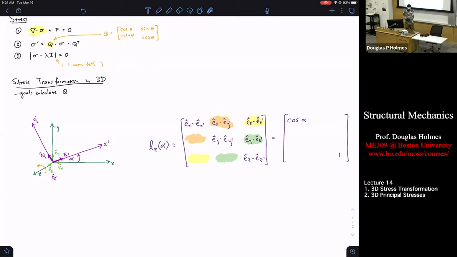If I'm dotting y into y prime, this angle is also alpha. That doesn't look like alpha. This angle is also alpha, right? So the square is being rotated. And so on the diagonal, this thing is also cosine alpha. The other one might be a little bit trickier to see, but I'm asking you to dot this one, E hat x into E hat y prime, or E hat y into E hat x prime.